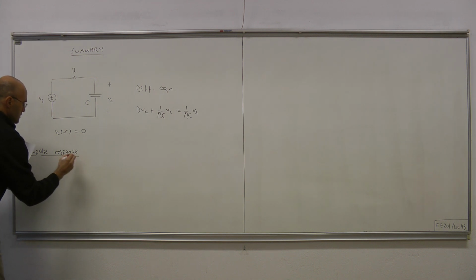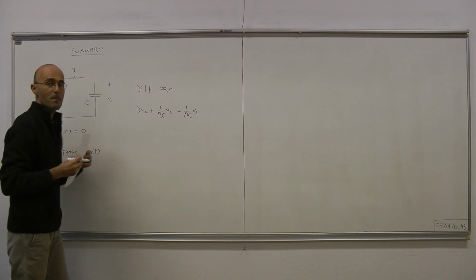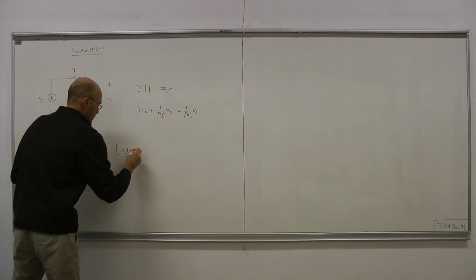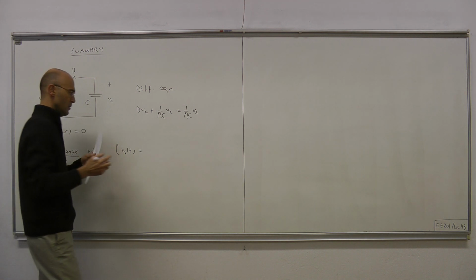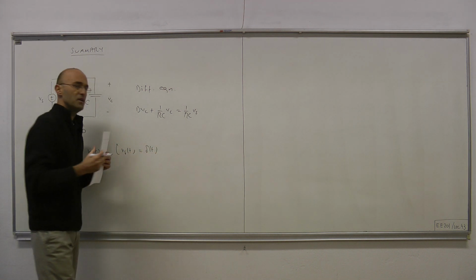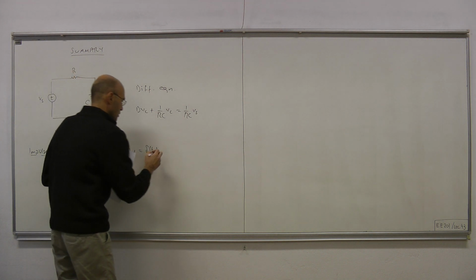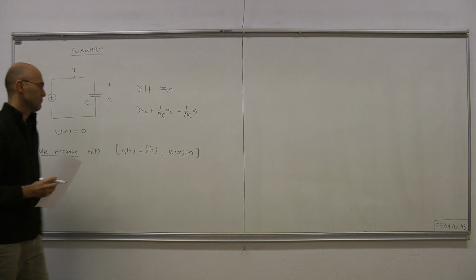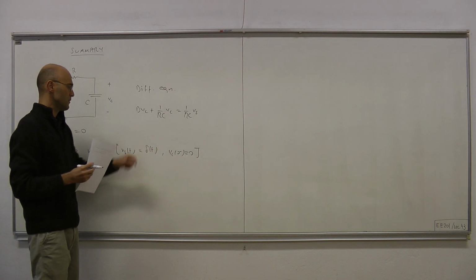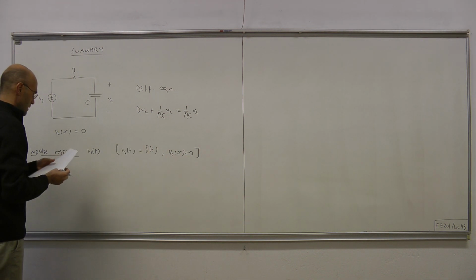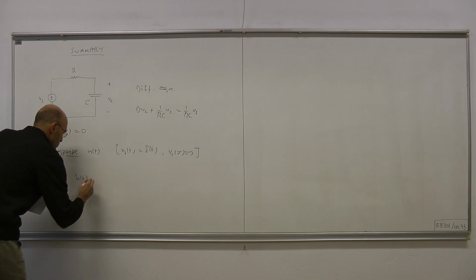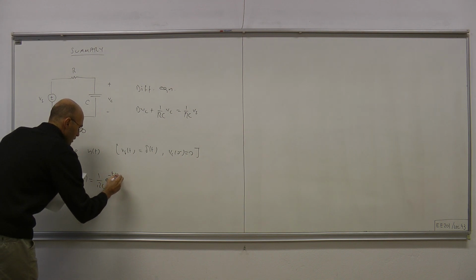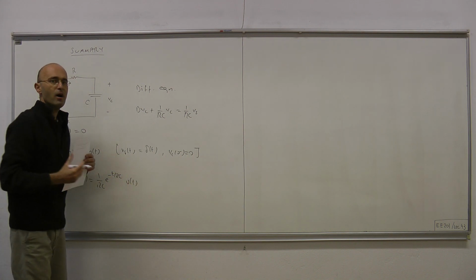Impulse response, first of all, we denoted it by h of t, and by definition, impulse response is such that the input is a unit impulse and all initial conditions are set to zero. We obtained the solution using two different approaches, and it turned out to be 1 over RC e to the minus t over RC, multiplied by the step function.